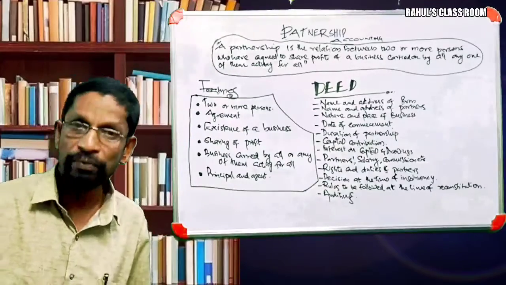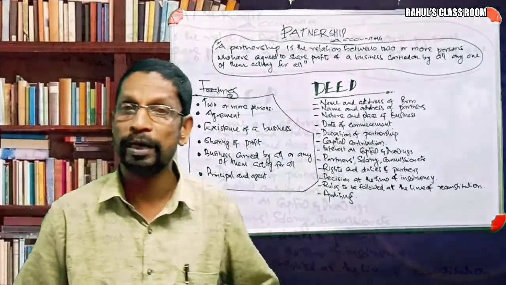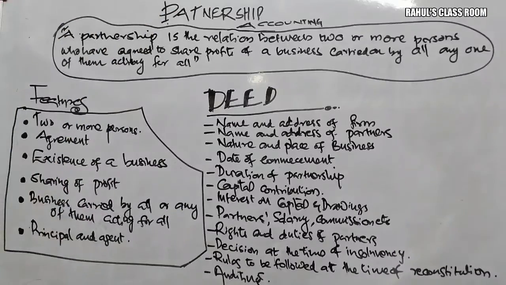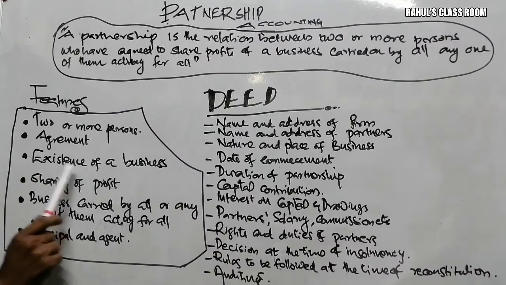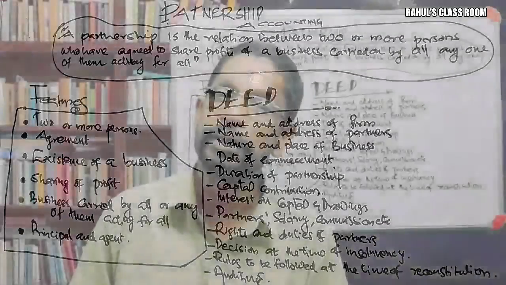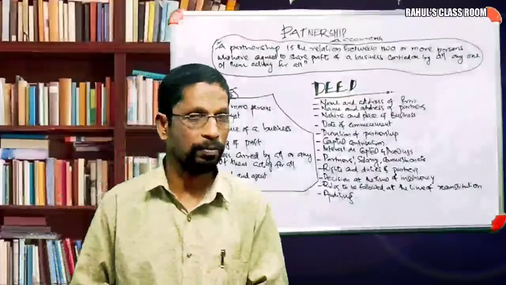So once again, the major features of the partnership organization: number 1, two or more persons required. Second one, agreement. Third one, existence of a business. Fourth one, sharing of profit. Again, business carried on by all or any of them acting for all. And finally, principal and agent relationship. Okay, so these are the features of a partnership organization.